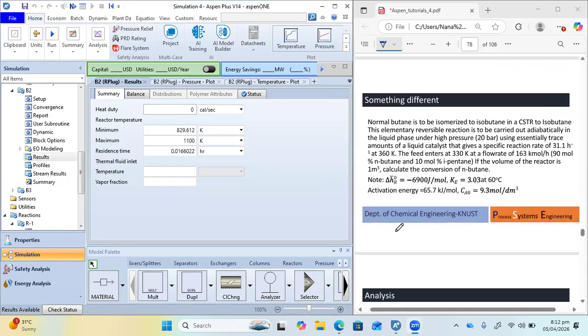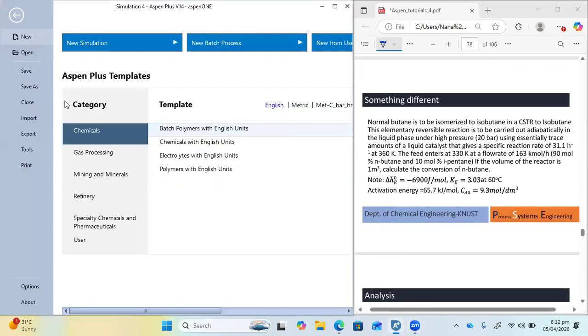So if there are no questions, then let's carry on. Let's start a new simulation. So I'll close this one and we'll start a new one.